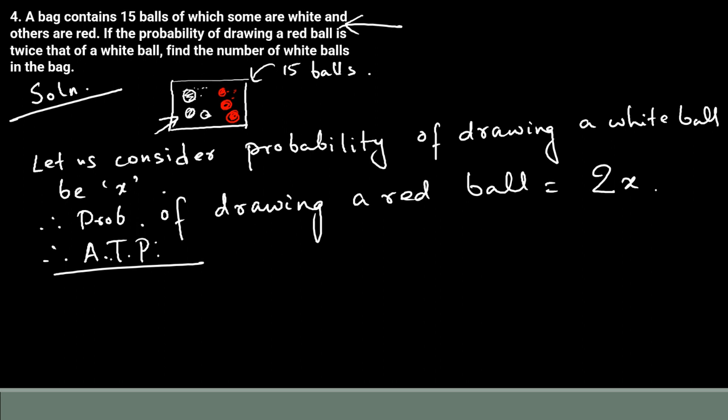Therefore, according to the problem, the total probability, 2x plus x, has to be 1. When you pick one ball from here, either it has to be a red ball or a white ball, right? So the total probability will always be 1. When you draw a ball from the bag, the total probability has to be 1. So 2x plus x is equal to 1. So basically x is equal to 1 by 3. So that means the probability of drawing a white ball is 1 by 3.